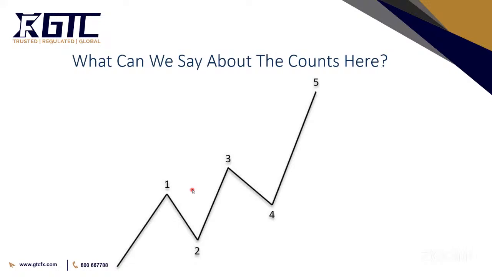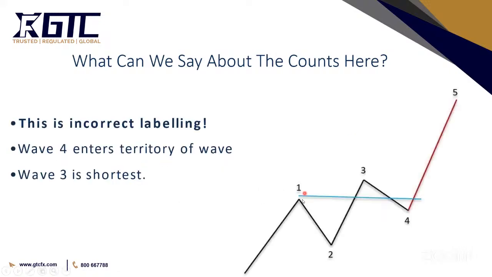Any other fault you can identify, brothers? Can you see this wave 4? I've made this wave 4 go within the territory of wave 1. That is also not allowed. So there are 2 errors here. Wave 4 enters the territory of wave 1, which is not allowed in case of an impulse wave. And wave 3 is the shortest, which is again not allowed.